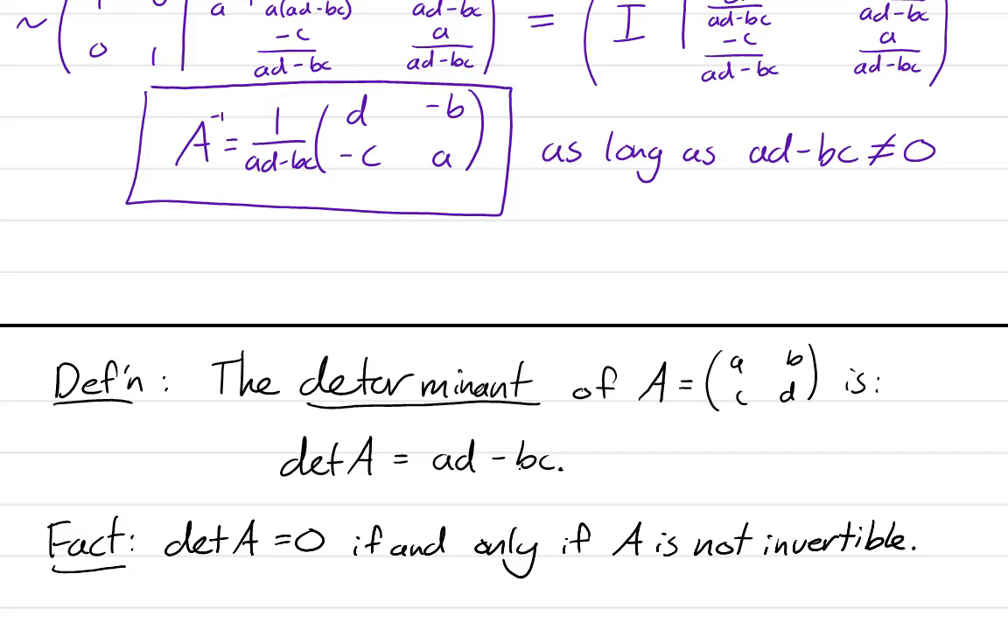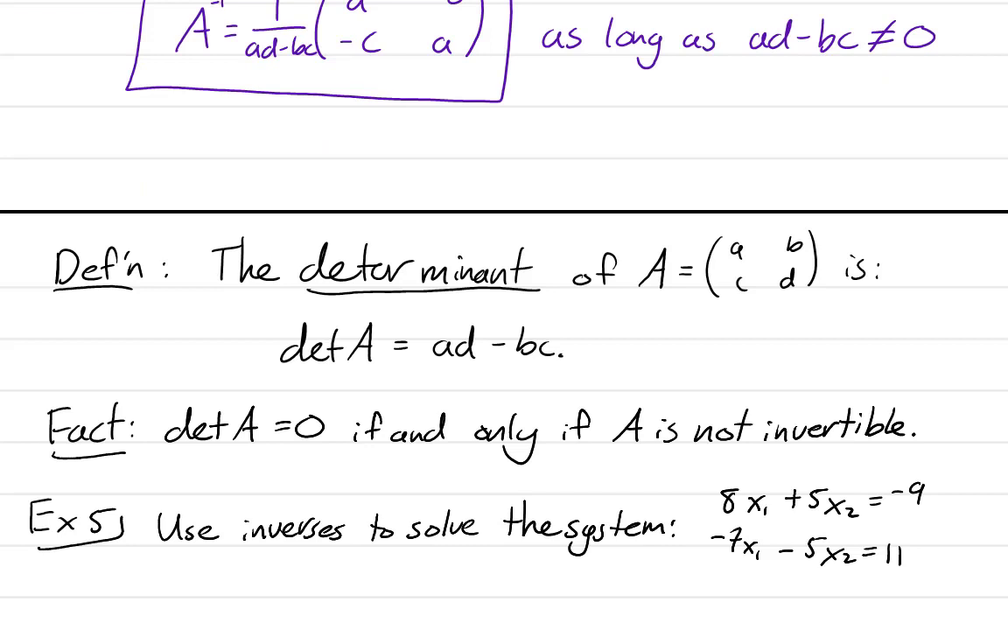And determinants of square matrices in general have a lot of cool properties. One of them is the fact that the determinant is equal to 0 if and only if the matrix is not invertible. And you can sort of see that this formula doesn't work. It would give you a division by 0 for the inverse. So that's one way to see why that fact is true.